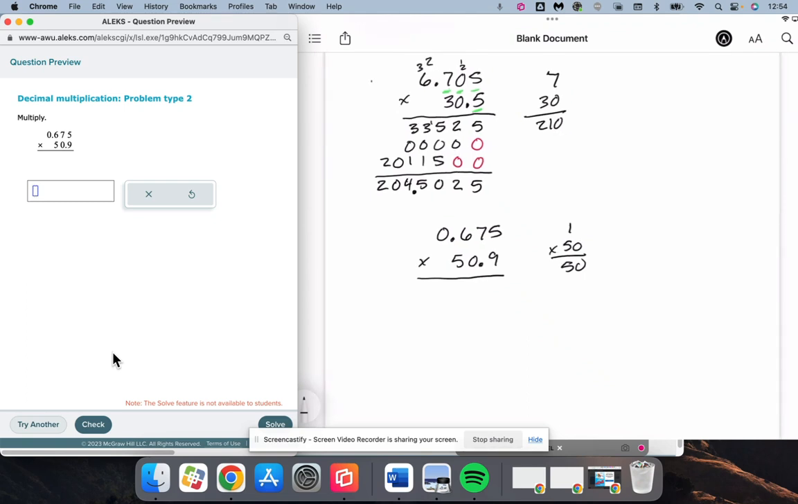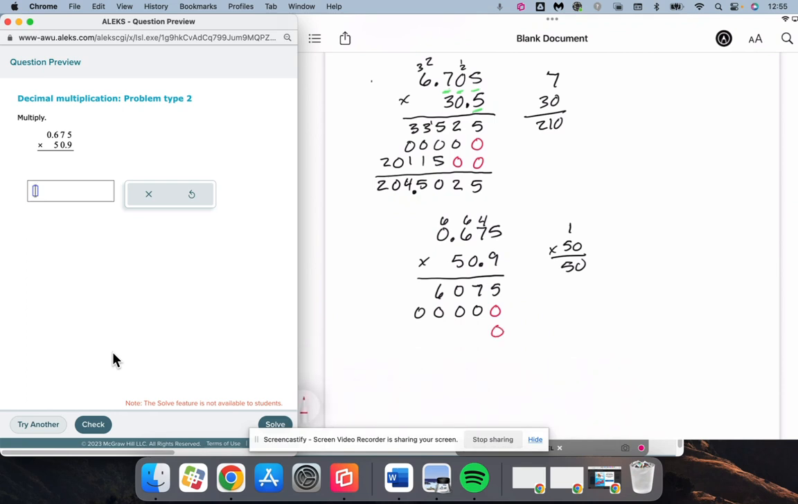9 times 5 is 45. Carry the 4. 63 plus 4 is 67. Carry the 6. 54 plus 6 is 60, carry the 6. 9 times 0 is 0, plus 6 is 6. We're moving over a spot, so we need a 0 for a placeholder. 0 times 5 is 0, 0 times 7 is 0, 0 times 6 is 0, 0 times 0 is 0.